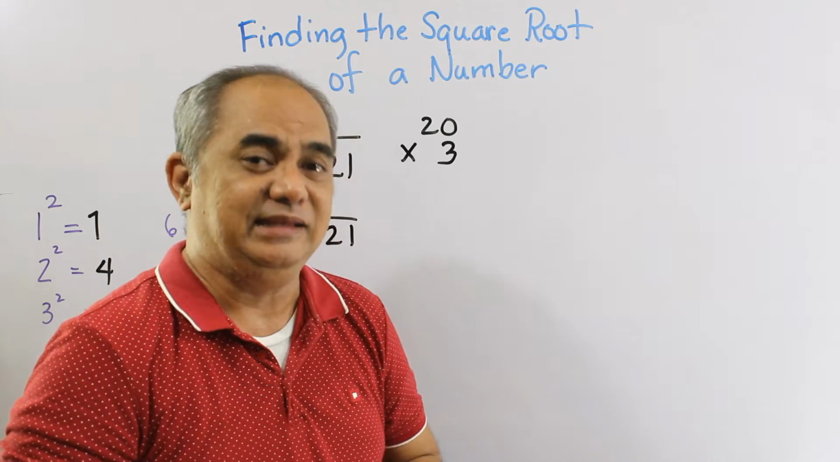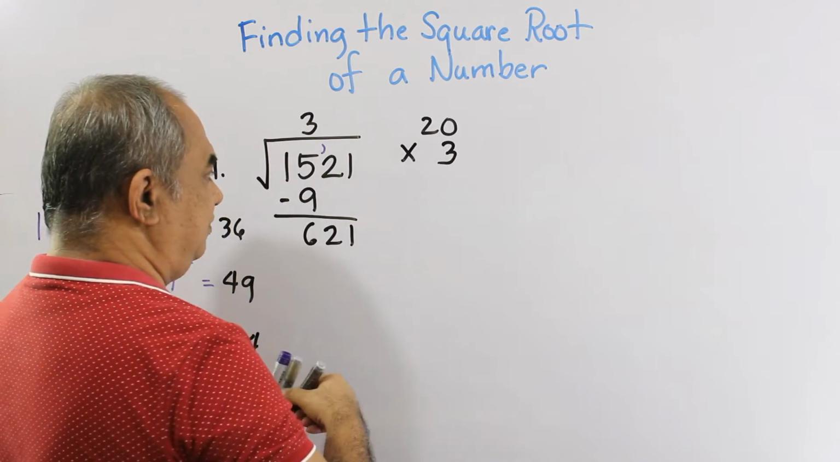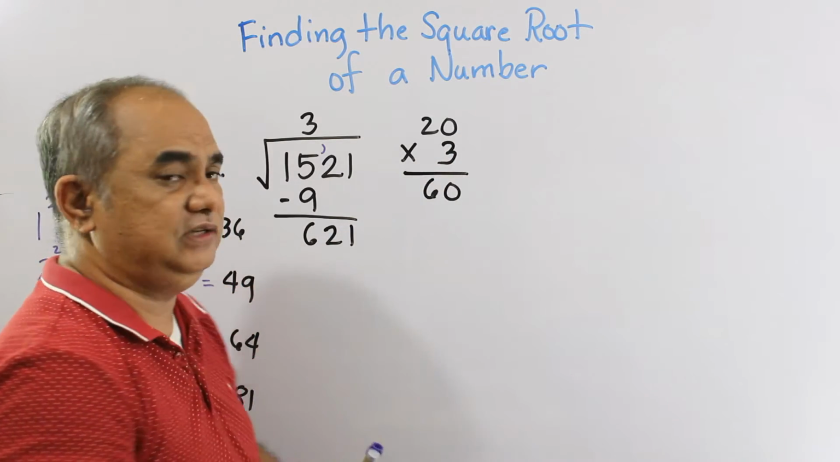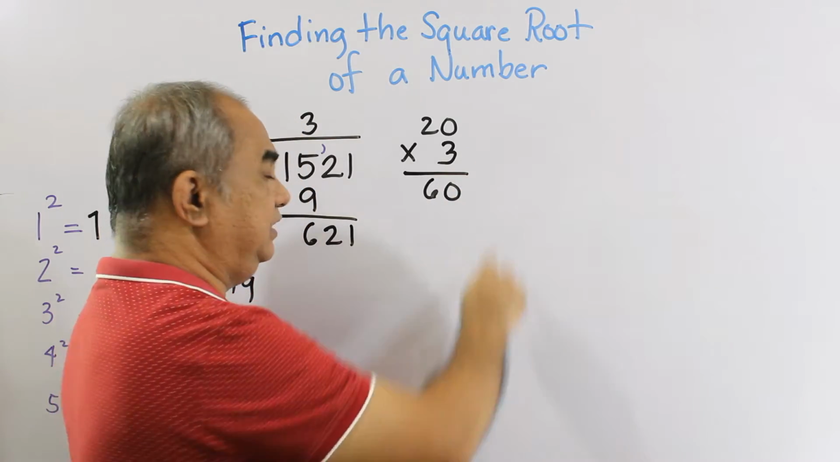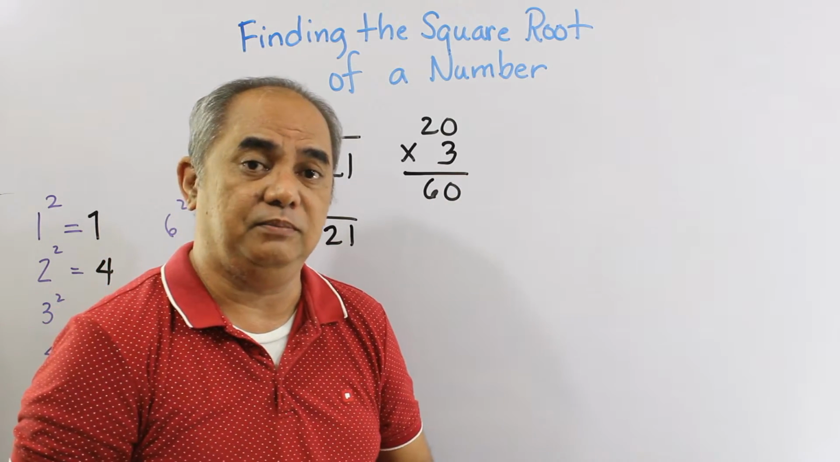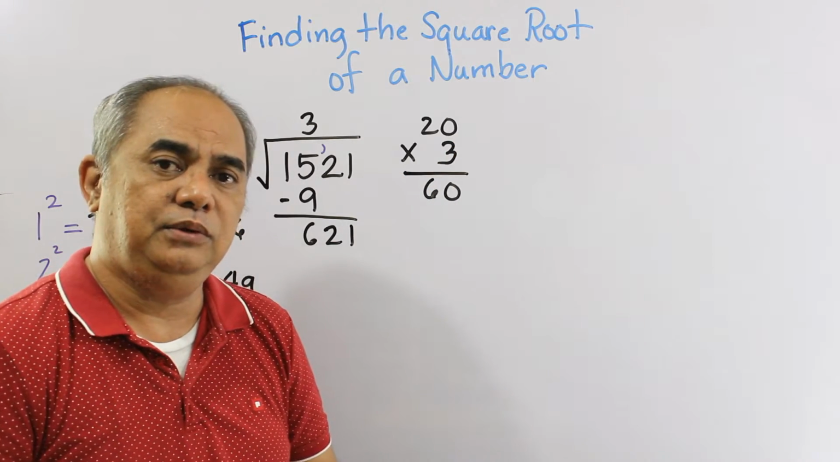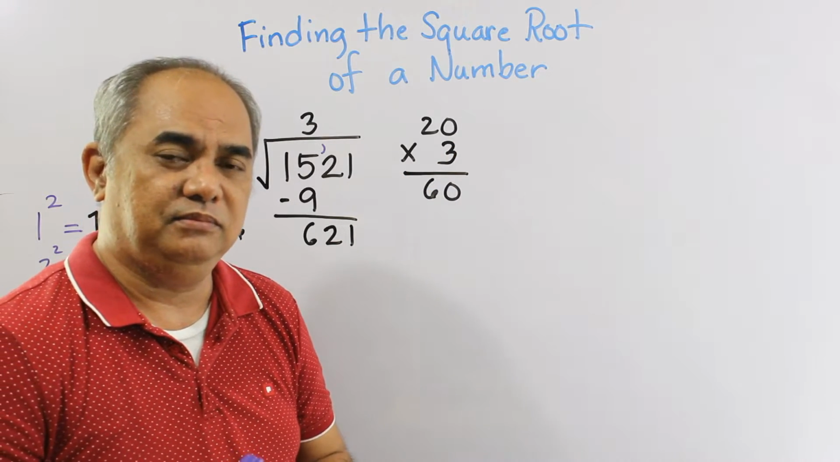Not 21, not 19, but 20. So let's get the product. 3 times 20 will give us 60. Can you imagine? That's the only step we have for the third step. Now, after we have that, we will now go to the last step.